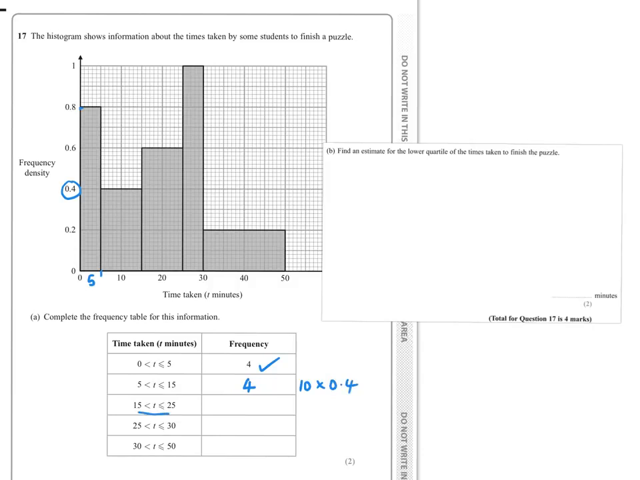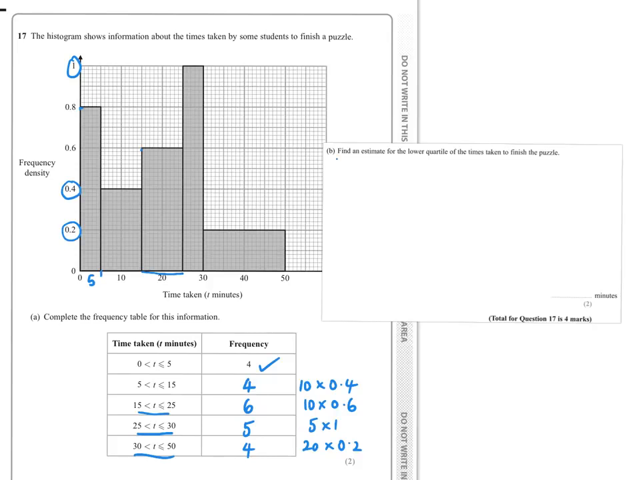For this interval here, it's 10 again. And we're multiplying it by 0.6, so that's going to be 6. This interval is 5, and it's 1 high, so it's 5 times 1. I should write these in. And the last one is 20 by 0.2, which again you can see is 4 without a calculator, I'm sure. So you'll have 4, 6, 5, and 4 as the missing parts there.